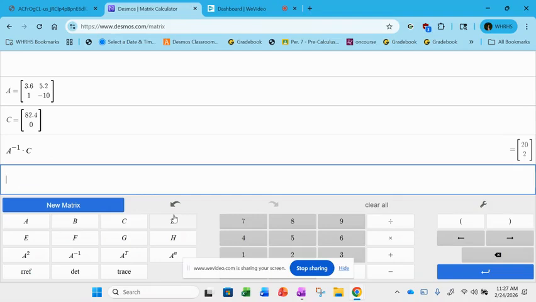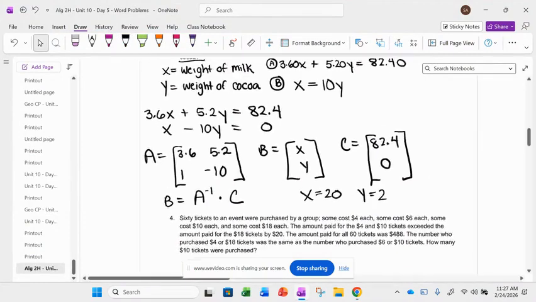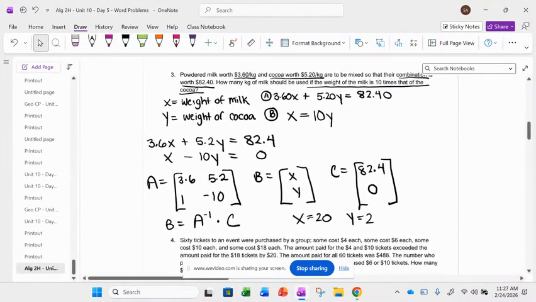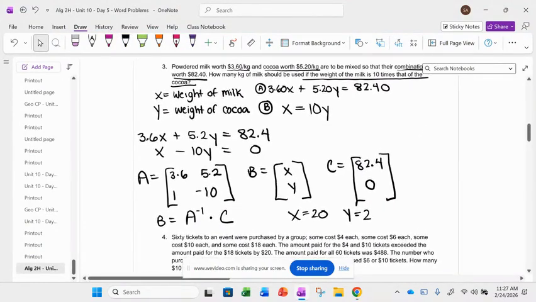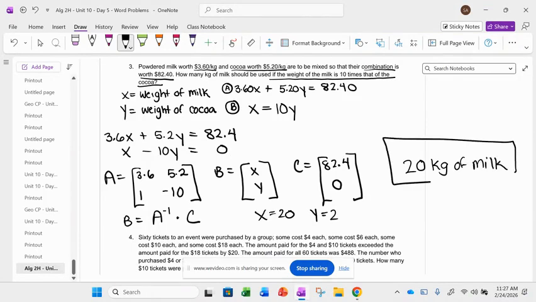So this is telling us X is 20, Y is 2. So we go here, X is 20, Y is 2. What was it asking for? How many kilograms of milk? So which one do we want, X or Y? X, so we're going to say 20 kg of milk. All right, this is where we stop because the bell is going to ring. Don't have enough time for another one.